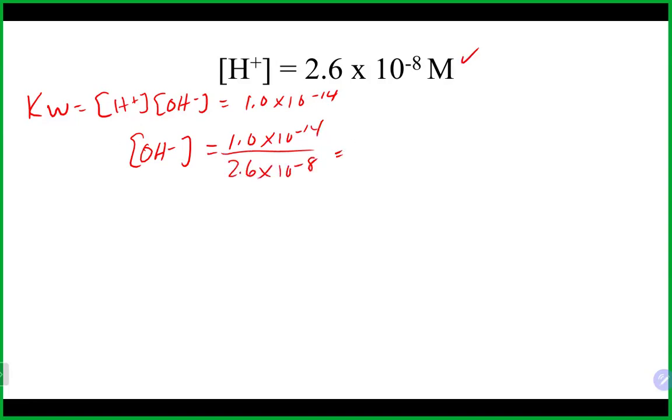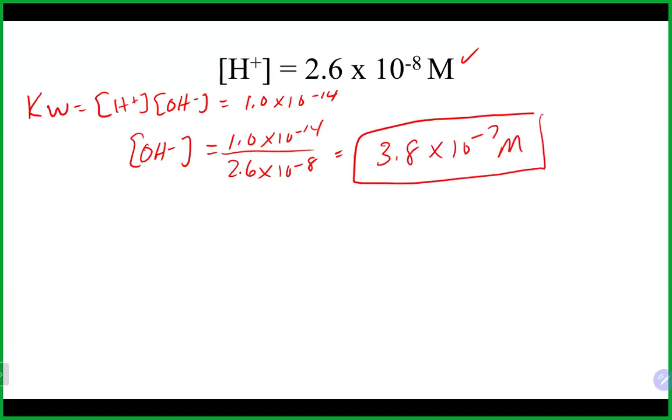As we talked about last time, you would definitely want to make sure you know the exponent button on your calculator in this chapter. So 1 exponent button negative 14 divided by 2.6 exponent button negative 8. And that is going to give you an answer of, looks like 3.8 times 10 to the minus 7. And again, it does need units of molarity as it is a concentration in this case. Any questions on that one there?